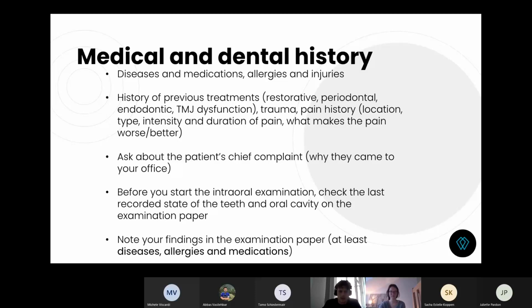Anyways, if you're going to get your first patients and do the examination, at least ask them for diseases, allergies, and medications, and write this down in the examination paper. There's a little box in Czech for diseases, allergies, and medications. Even if the patient has already been there and the box is already filled out, you still have to ask them again and check if something changed. Maybe they discovered some new allergies or take some new medications. So always ask those three questions at least. Next slide.